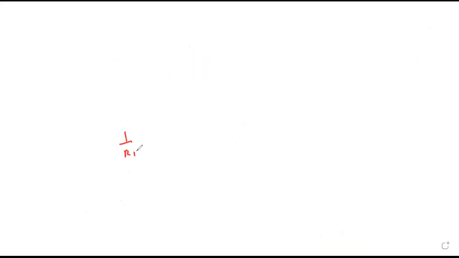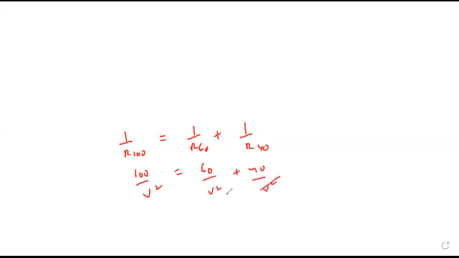1 upon R 100. Let us check whether it will be 1 upon R 60 plus 1 upon R 40. This case we have to discuss. Correct, na? Yes, sir. 1 upon R 100 will become 100 upon V square. You can have 60 upon V square plus 40 upon V square. Here, V square we can cancel. So here there should be two options possible. Instead of equal to, write less than. Less than. So the option given to you, it is less than.